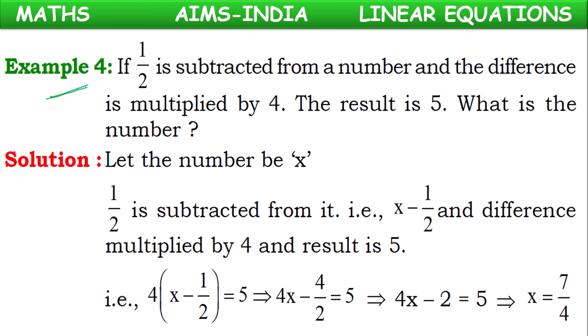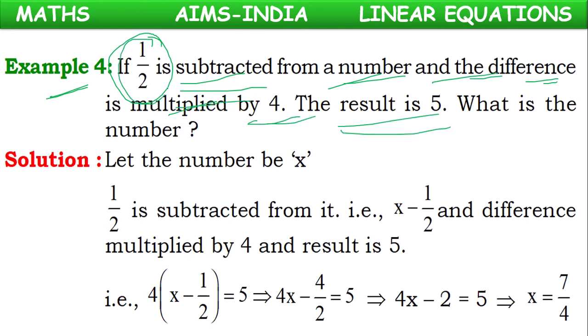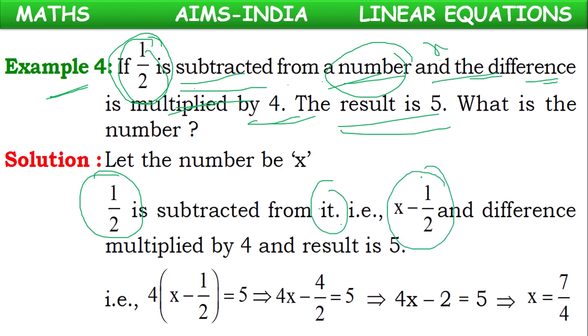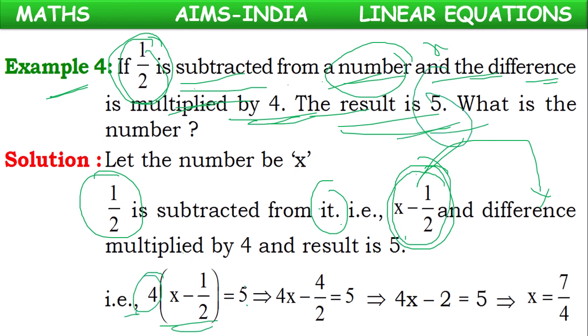Next one, example 4. If 1 by 2 is subtracted from a number and the difference is multiplied by 4, the result is 5. 1 by 2 is subtracted from a number. That number we don't know, we can assume it as x. So 1 by 2 is subtracted from it, that is x minus 1 by 2. This total expression will be called the difference, and this difference is multiplied by 4, then the result is equal to 5.